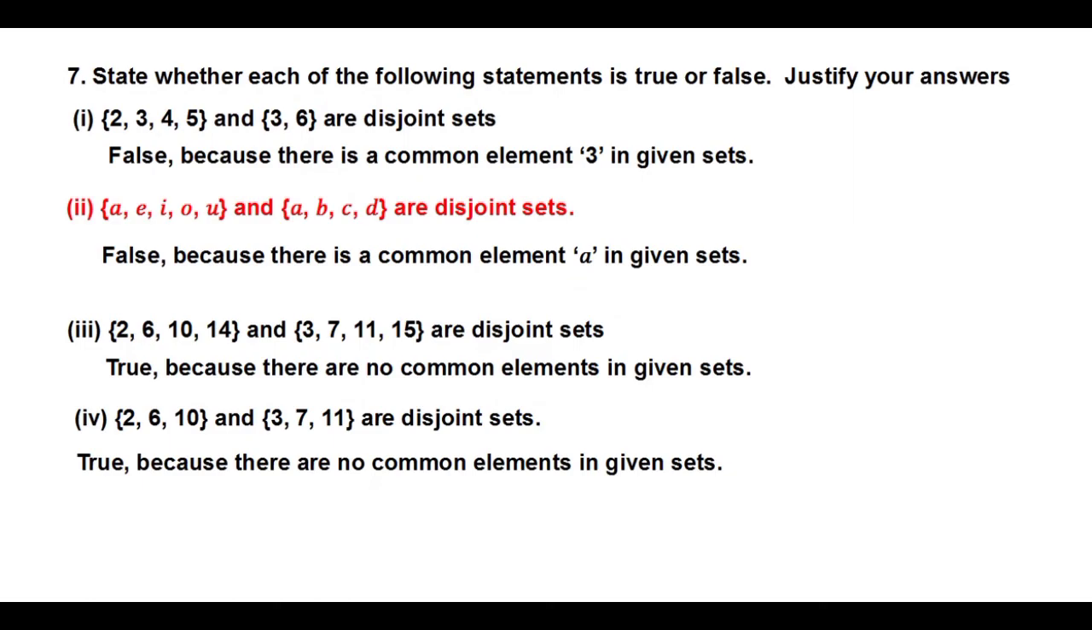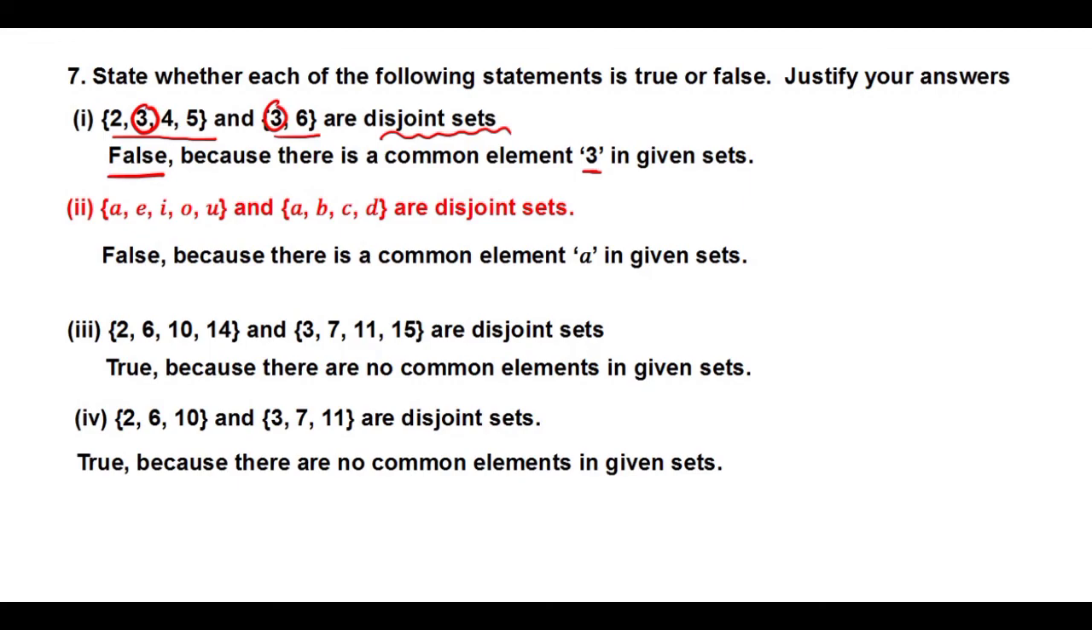Okay, so answers also is there here. You can see the first question is 2, 3, 4, 5 and 3, 6 are disjoint. Disjoint already we have discussed. Disjoint means the two sets, from the two sets, if you cannot find any common element, then the two sets are called disjoint. So here 3, you can find 3 is the common in the both. Then how it is disjoint? So it is not a disjoint. So that answer is false. The reason is because there is a common element, that is 3 in the given sets.